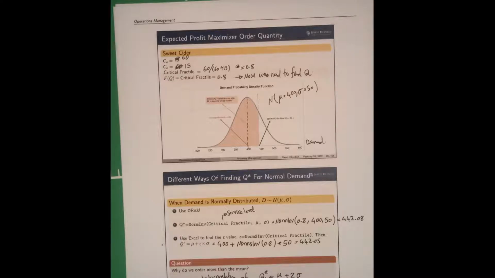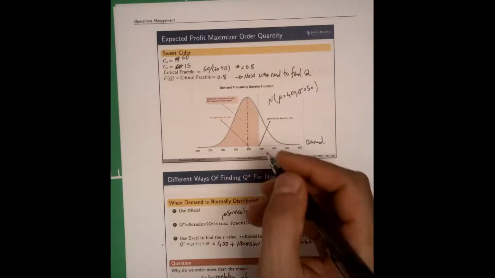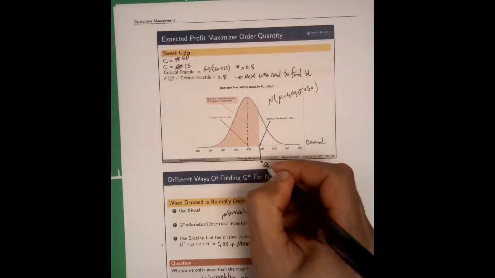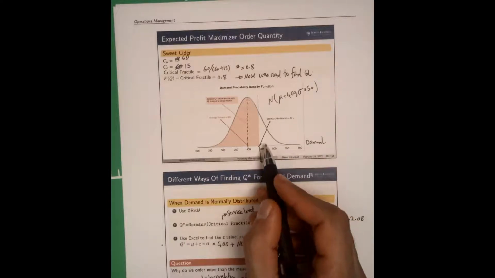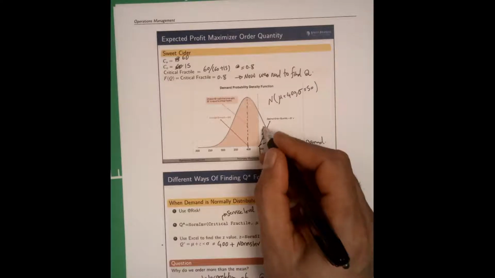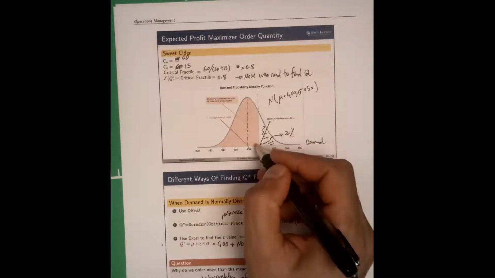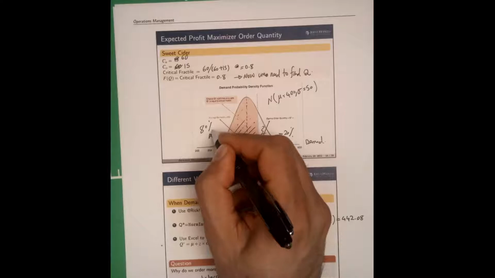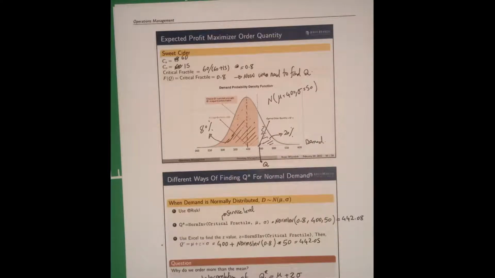If you want to satisfy 80% of customers' demand, I need to store enough inventory. I'm going to call that Q. The probability that demand exceeds that quantity is only 20%. Right there, that area is 20%. And the probability that demand is going to be below that quantity is 80%. That's why it's called service level. You are storing enough inventory to provide service to only 80% of customers.